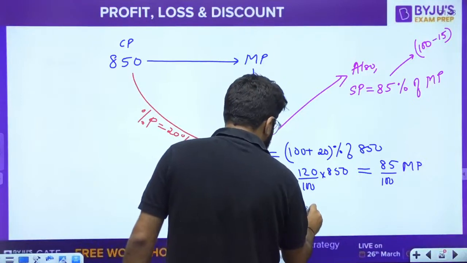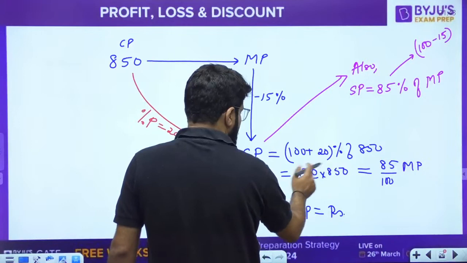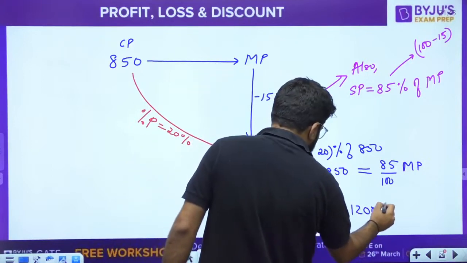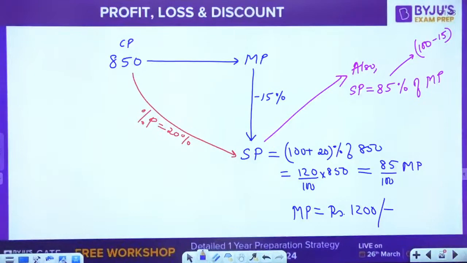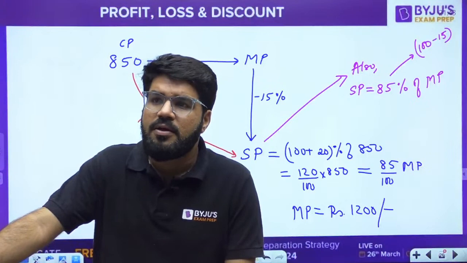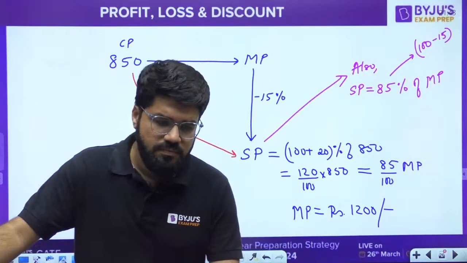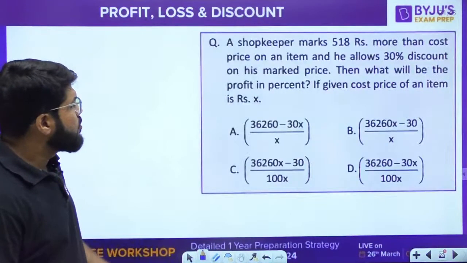100 से 100 cancel हुआ. This is 85, 850 by 85, 10, 120 into 10, 1200. 1200 is the answer. Correct? Yes, correct. Deepak, Chandan, Kumar, 1200 is the correct answer. Let us go to the next question.